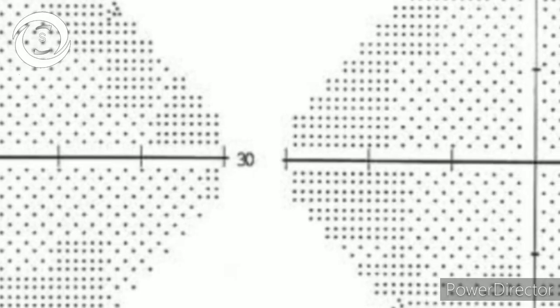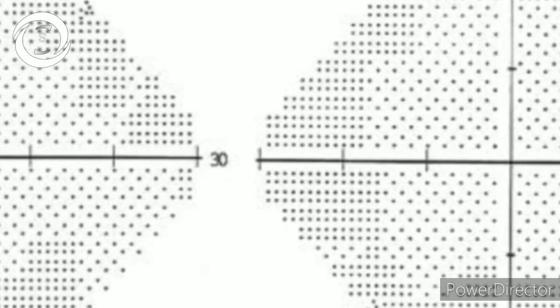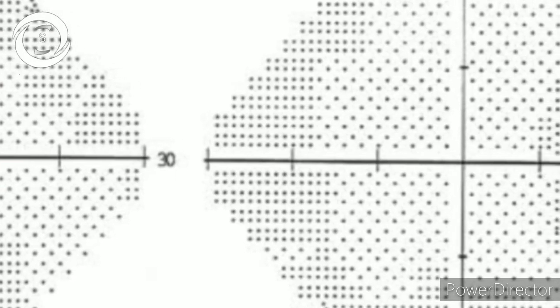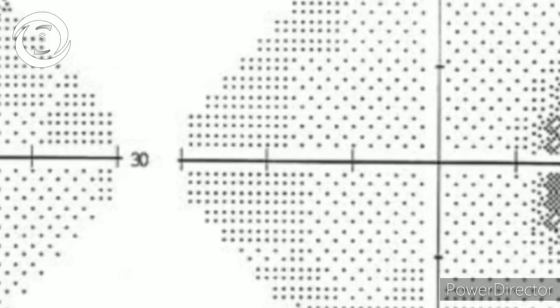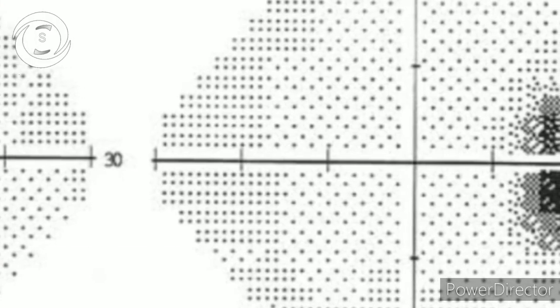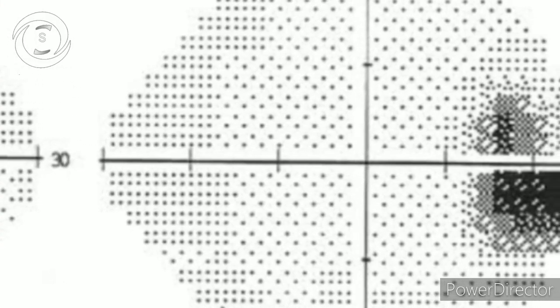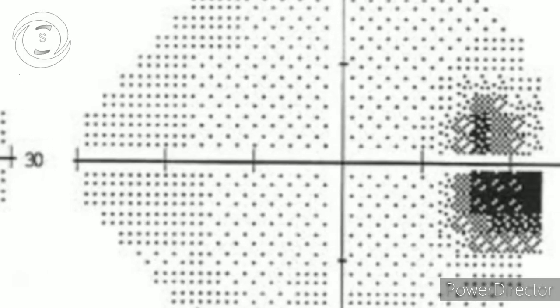Here it is shown as a bilateral enlarged blind spot that can occur in cases of papilledema, glaucoma, myopic crescent, optic disc colobomas, myelinated nerve fibers of the disc, choroiditis, and other diseases as well.